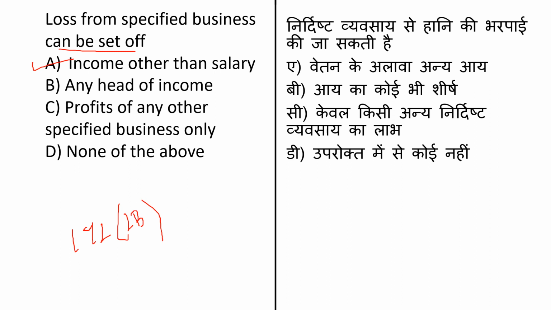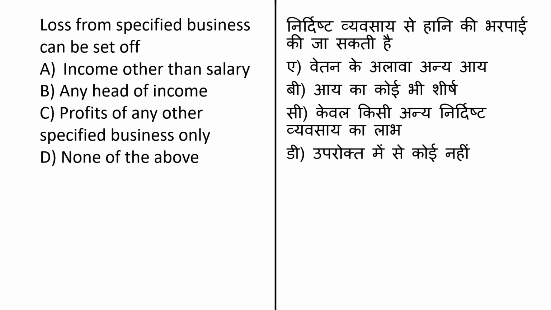Second option is any head of the income. So there are 5 heads under the income. First one is income under the head salary. Second one will be income from the house property. Third one will be profit and gain of business or the profession. Fourth one will be capital gain, and last one will be income from other sources. Okay. Third option is profit of any other specified business only, and the last option is none of the above.